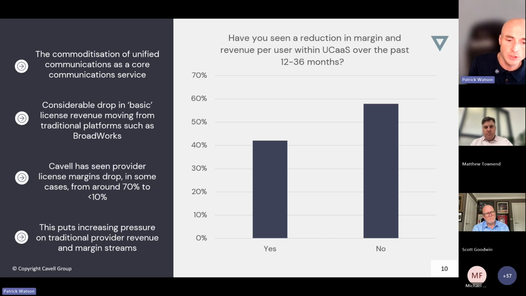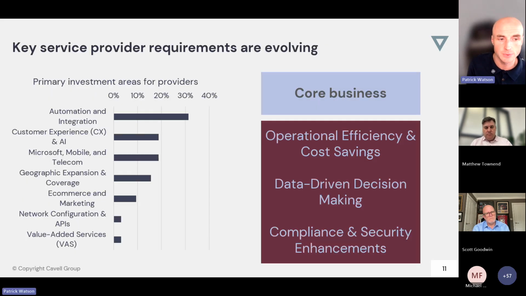Yeah, and I wanted to touch on the next slide. Again, this comes from our service provider research. And Scott, I wanted to come to you on one of the pieces here, but this was asking our service provider audience what their primary investment focuses were. The one that came back on top was automation and integration, which we've already talked about as a key challenge in siloed, duplicated systems. That is a significant investment for service providers in terms of trying to automate and integrate.